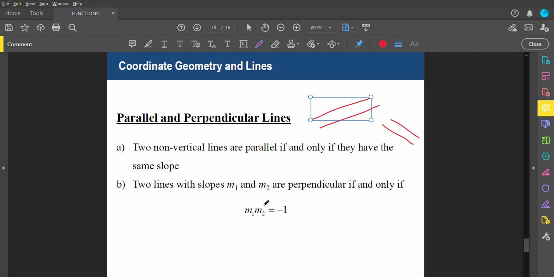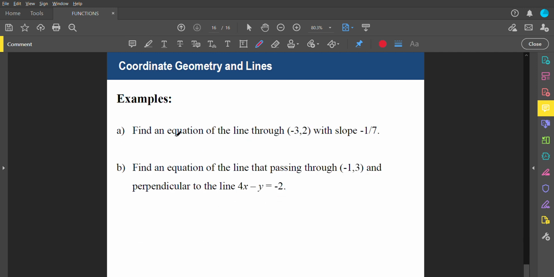Then we have the second one, perpendicular. First one was parallel just now. For perpendicular, normally we will represent them with a right angle. Between this line and this line, you will have a right angle. Or in other words, if you multiply the slope of the first line and the second line, you will get -1.